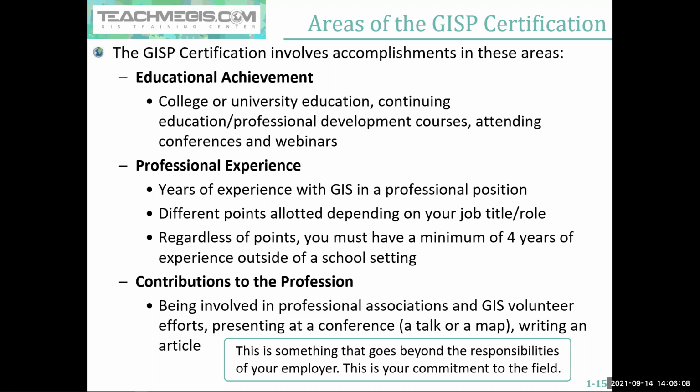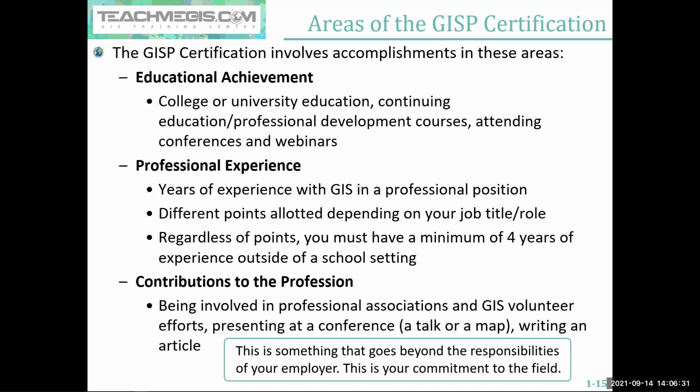You get different points allotted depending on your job title and role. So if you're full-time GIS, you get a certain number of points. But let's say you are an engineer and you do GIS about 20% of your time, then you get a different set of points for that GIS experience. Regardless of points, you have to have a minimum of 4 years of experience outside of a school setting.